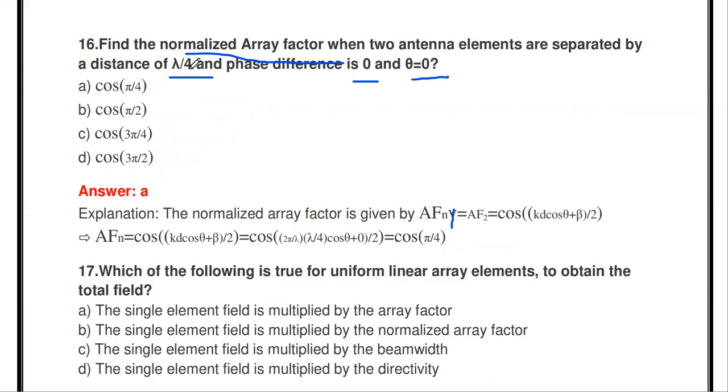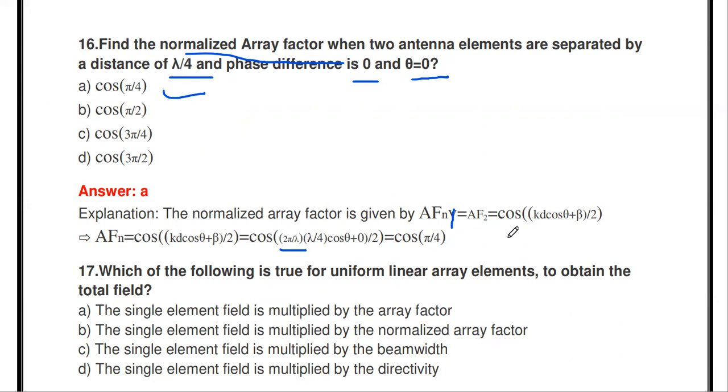So here you just substitute the distance value, theta value, beta value, and we will get that. Here k is nothing but 2 pi by lambda, so 2 pi by lambda into d. The distance d is lambda by 4, into cos theta plus beta. Here the phase difference is 0, so beta equals 0 as well as theta is also 0. So cos 0 is 1, the lambda cancels, and the remaining answer we get is cos pi by 4. So the normalized array factor for this two element array is cos pi by 4.